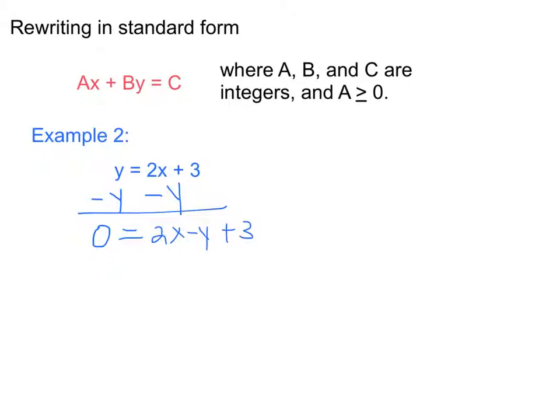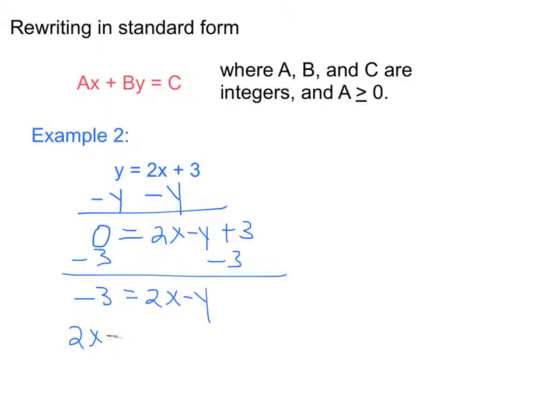Now you just need to take the 3 to the other side, so you get -3 equals 2x minus y. And now we just have to turn it around. Remember that that is the symmetric property of equality, that I can just write it the other way. Okay, it's not going to let me do that.